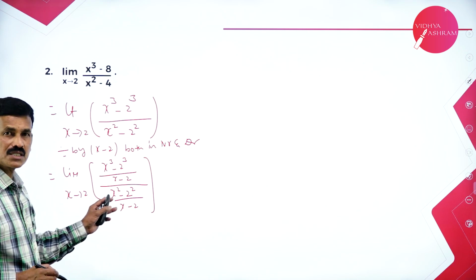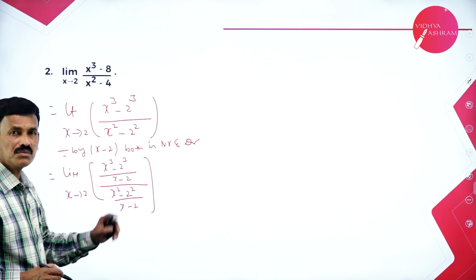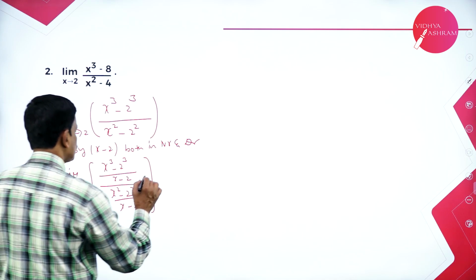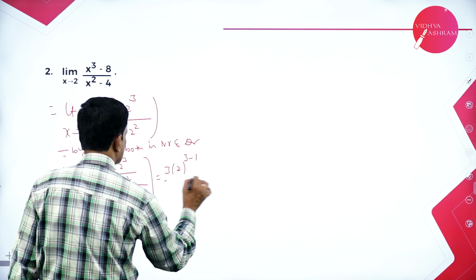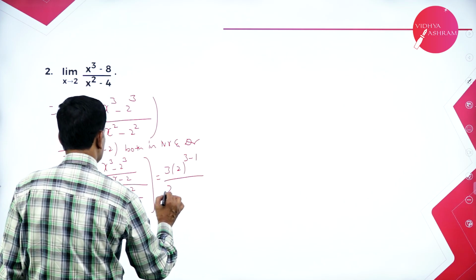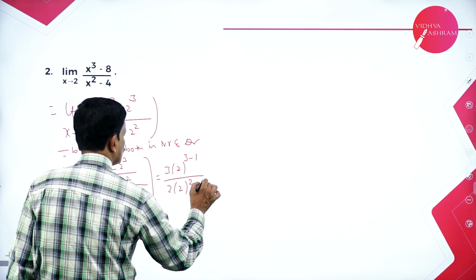Denominator also: limit x tends to a of (x^n − a^n)/(x − a). In the numerator, what is n? n is 3, so it is a^(3−1), that is 2^(3−1). In the denominator, n is 2, so it is a^(2−1), that is 2^(2−1).